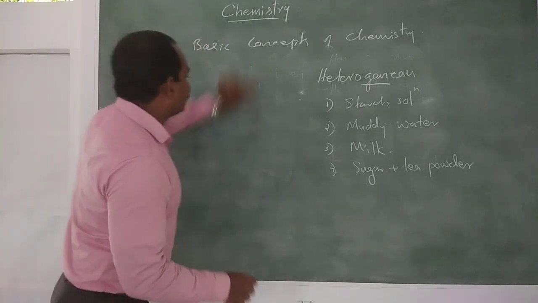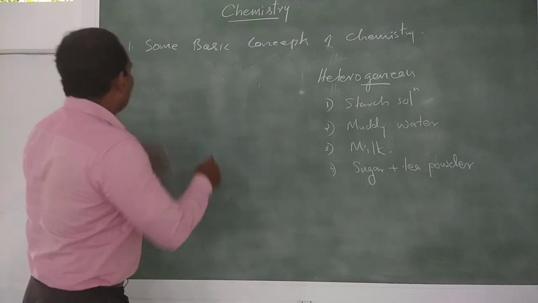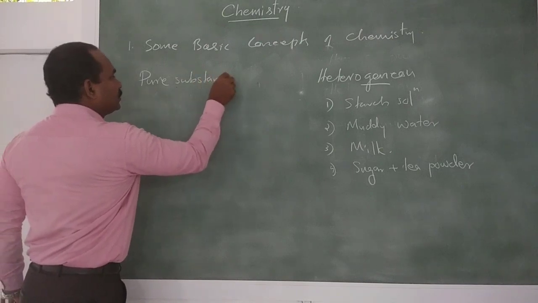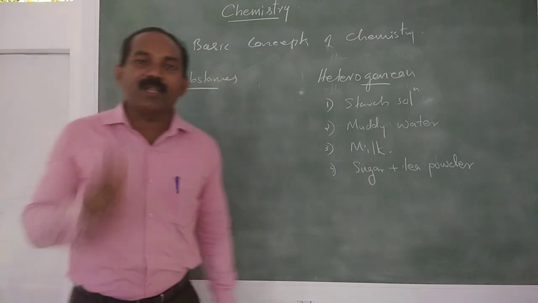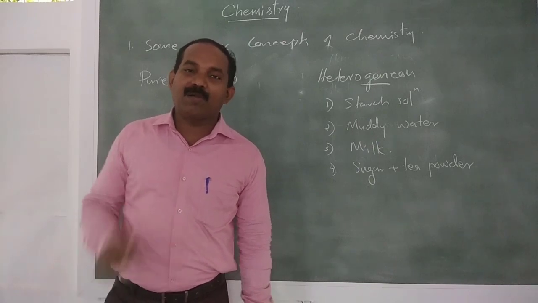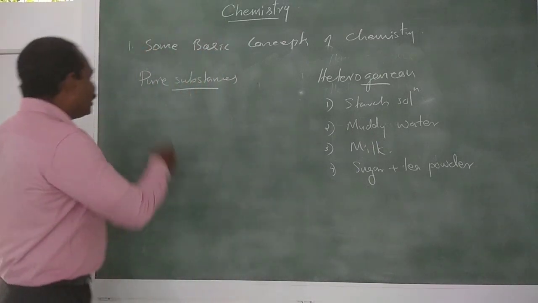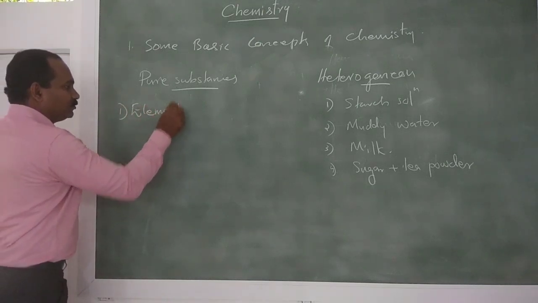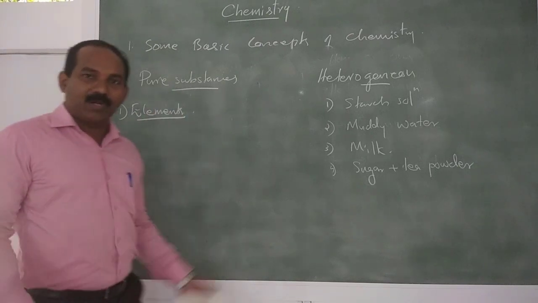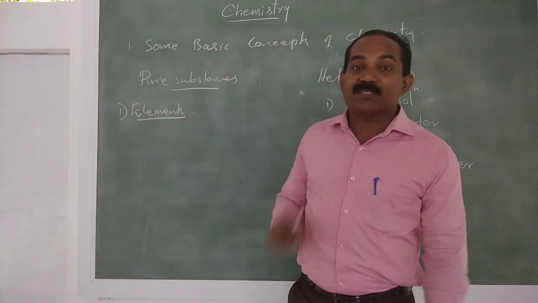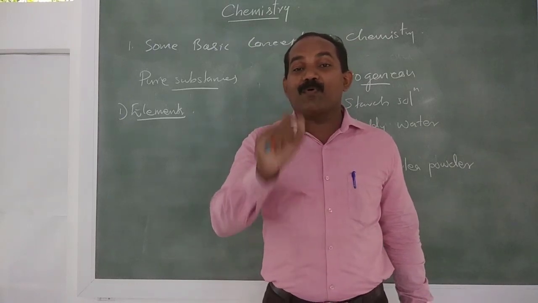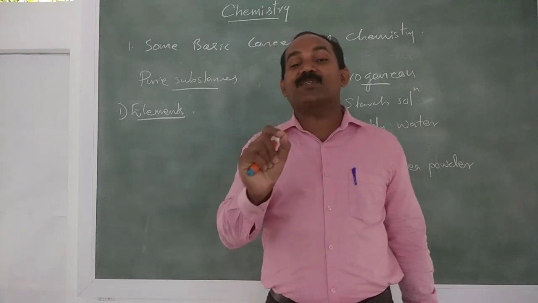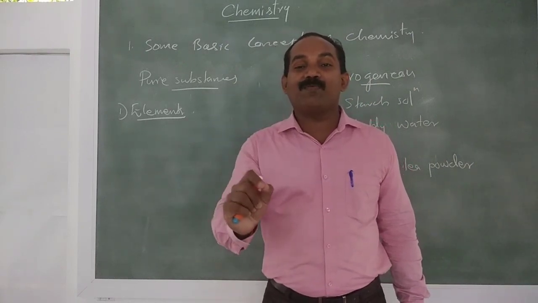Then we move to the pure substances. A pure substance consists of only one type of matter or only one type of particles. In pure substances, the first one is elements. What are elements? Elements consist of only one type of particle or atom.